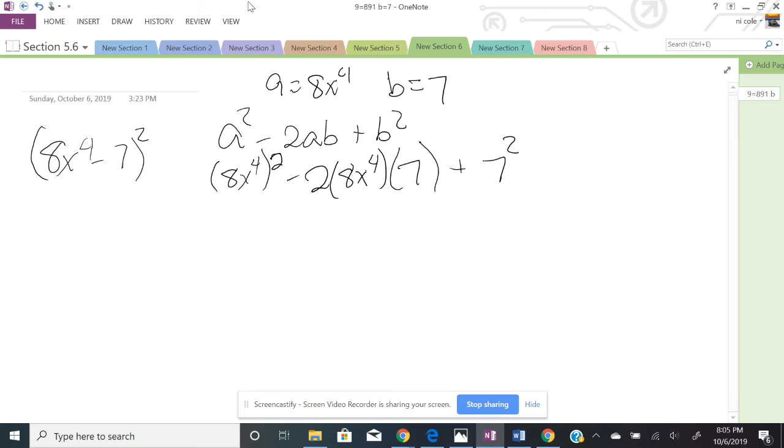Okay, when I square this first term, don't forget, this is a big mistake. Often you will see that you forget to square this variable. So don't forget 8 is squared. 8 times 8 is 64. And then a power to a power, we multiply. So 4 times 2 is 8, so it's x to the 8th. Okay, 2 times 8 is 16. 16 times 7 is 112. So I have 112 x to the 4th plus 49.